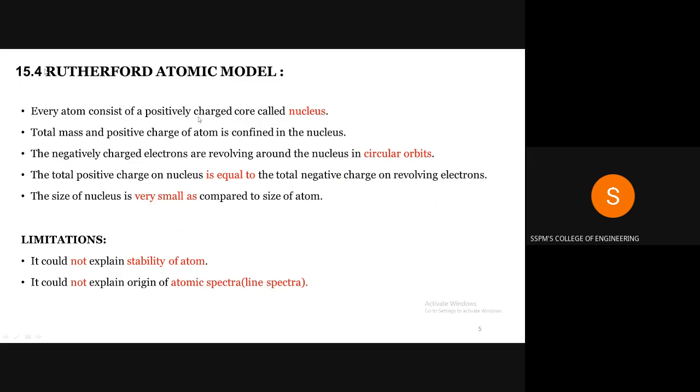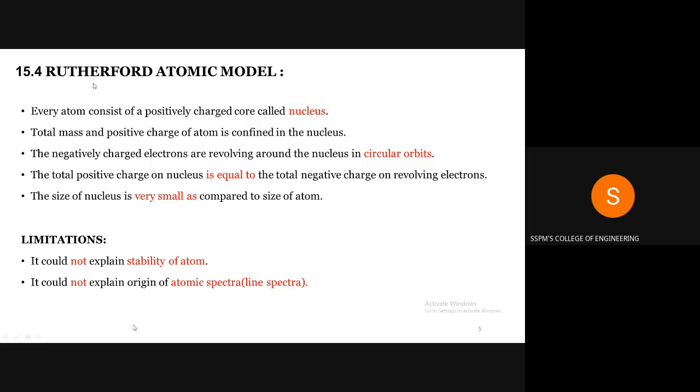Every atom consists of a positively charged core called the nucleus. Total mass and positive charge of the atom is confined in the nucleus. The negatively charged electrons are revolving around the nucleus in circular orbits. The total positive charge on the nucleus is equal to the total negative charge on the revolving electrons.